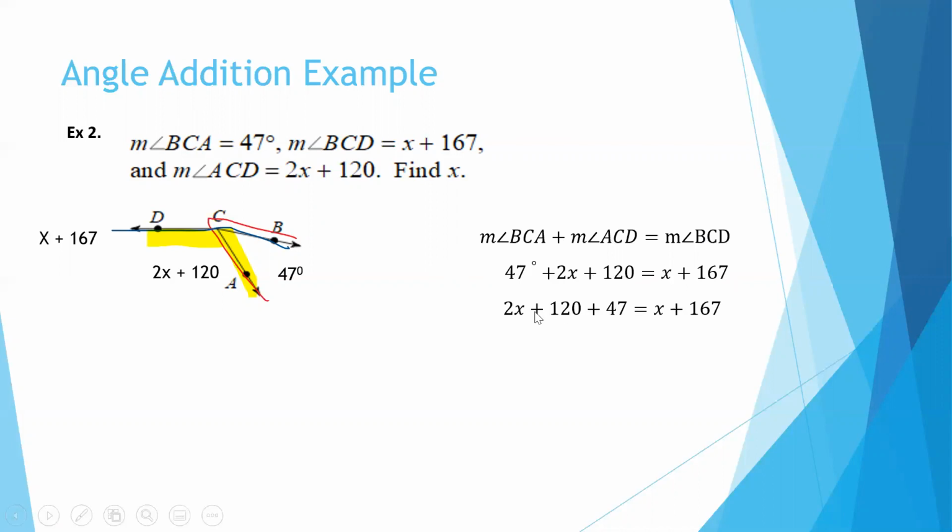So let's move it around so we can get ready to collect our like terms. So we have 2x is equal to x plus 167. So we'll move our 167 to the other side by making it a negative. So then we have 2x is equal to 0, which we know would turn into 0.